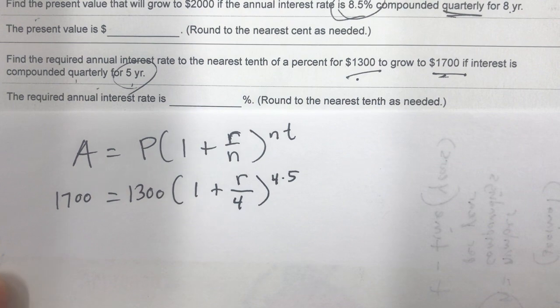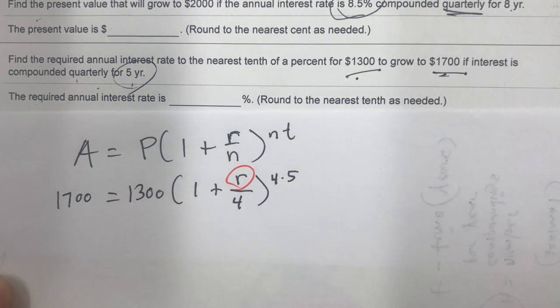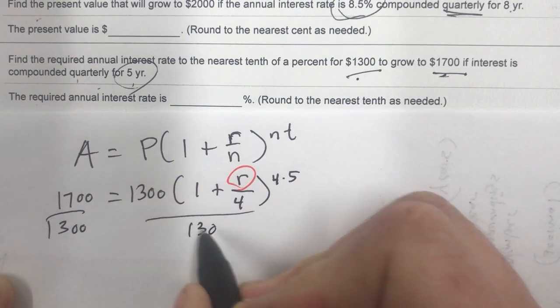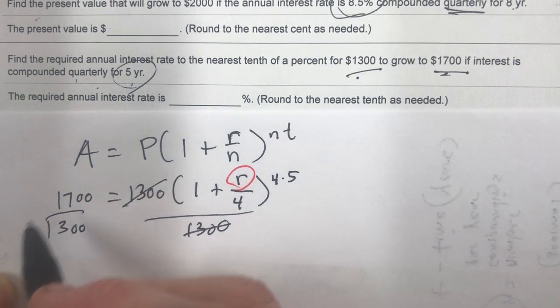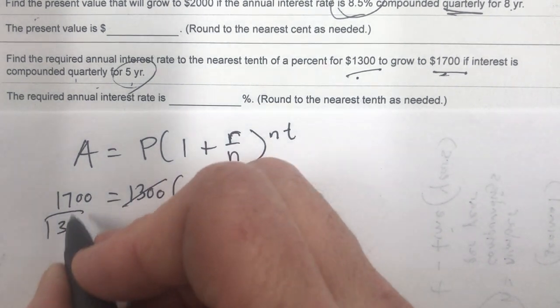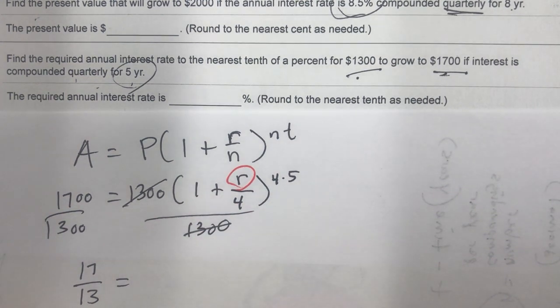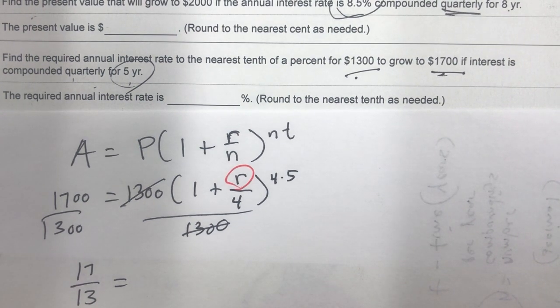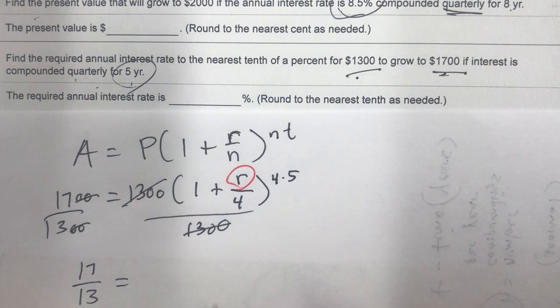Now in this one, since r is inside here and we don't know that, I'm going to have to divide both sides by 1,300 first to make this cancel off. Now this right here probably is not going to divide well. I'm just going to leave it as a fraction because I can type in 17 over 13 easier than a bunch of numbers, and that way I'm not rounding. The zeros will cancel off. That's just 17 over 13.